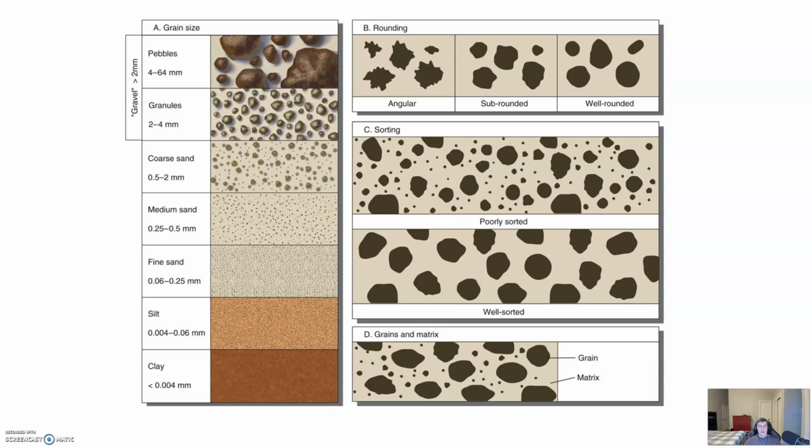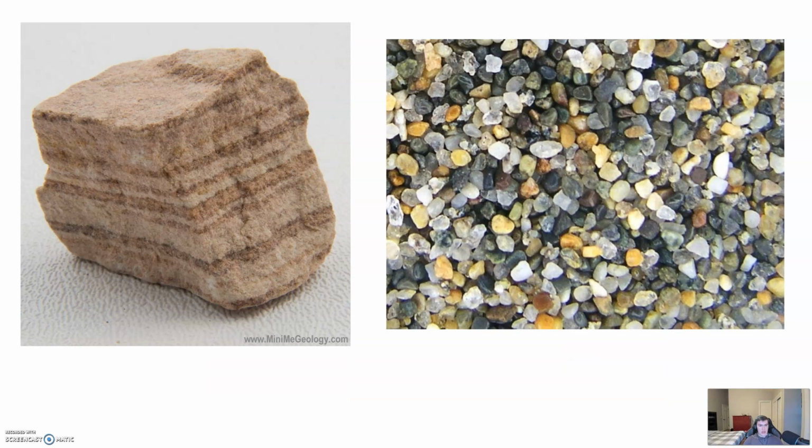So we see a lot of rocks called sandstones, which can be seen here on the left. It is made of sediment that is of sand size, and it is very well sorted. It's all very rounded due to its size. And yeah, that's what we call a sandstone.